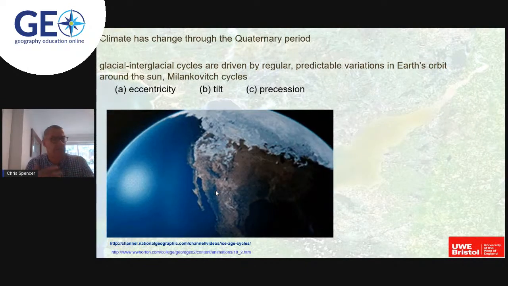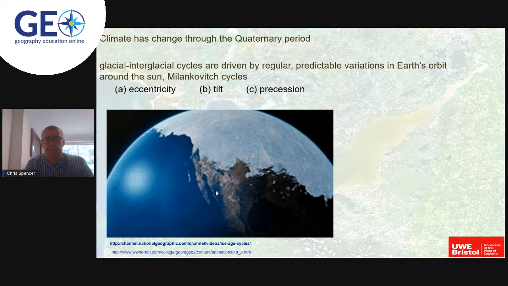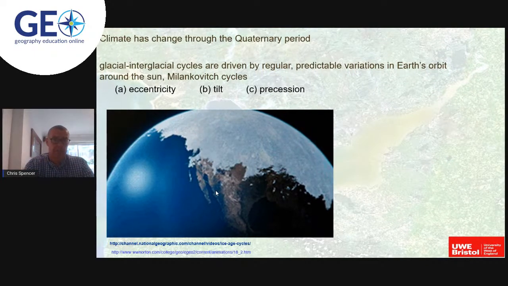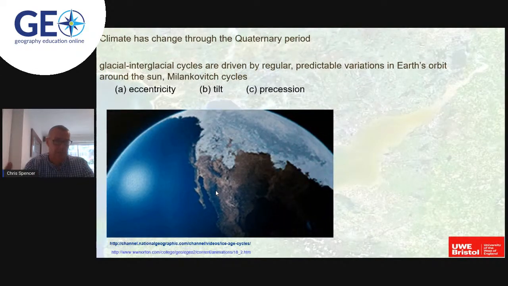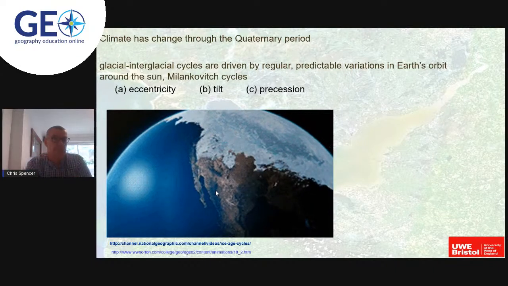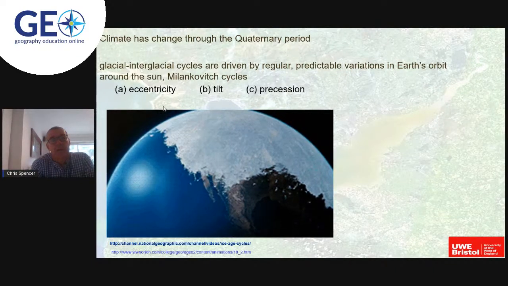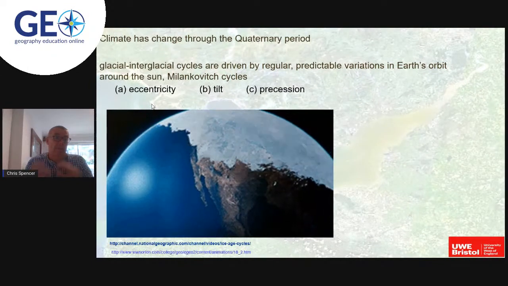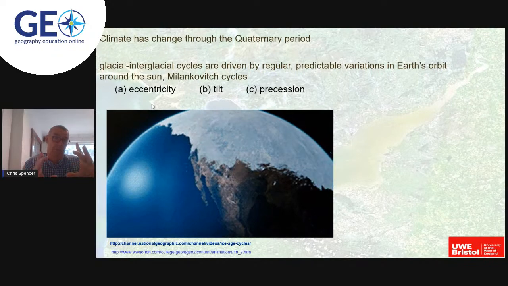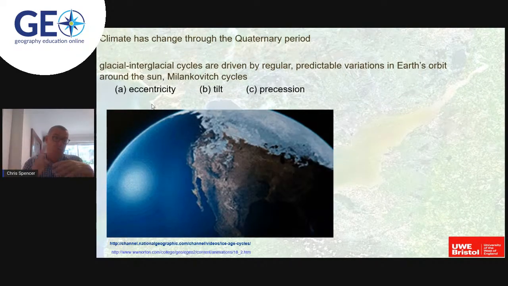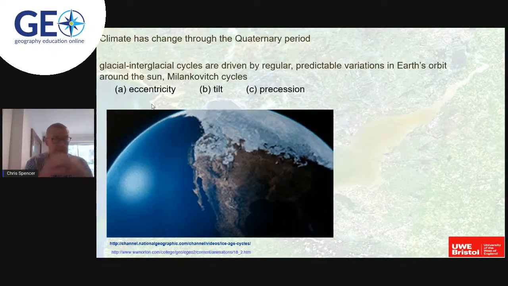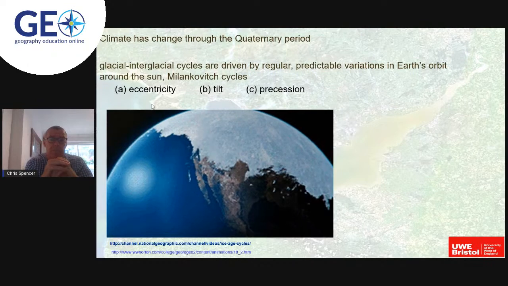And these are relatively regular, predictable switches between the two states, driven by variations in the Earth's orbit, these Milankovitch cycles. I know some of the A-level syllabuses cover this to a little bit more depth than others, but essentially variations in our orbit around the sun, whether that's what we call the eccentricity, so is that our orbit being more circular or slightly more elliptical, or whether it's the tilt of the Earth towards or away from the sun, the angle of that tilt, or the precession of the equinoxes.